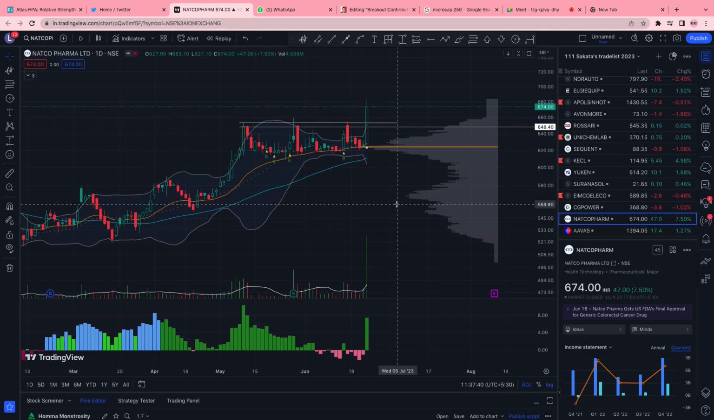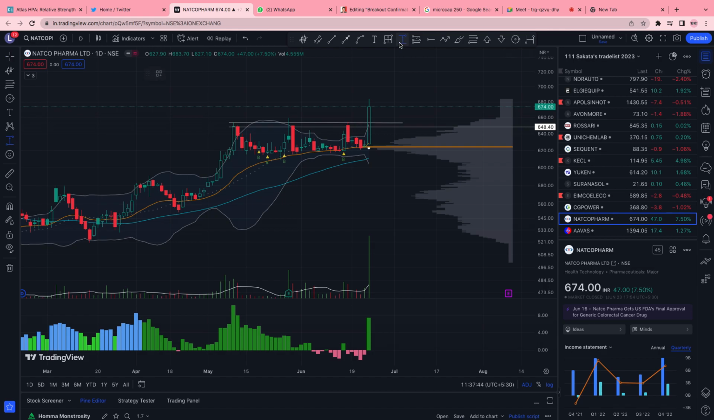ठीक है? How do you calculate the contraction? So what you do is, from the upper Bollinger Band to the lower Bollinger Band, you see how much distance is coming. So right now it's 3%, 4%, which is very highly contracted. This is a proxy for basically tightness. This is a proxy for volatility contraction, what Minervini said.